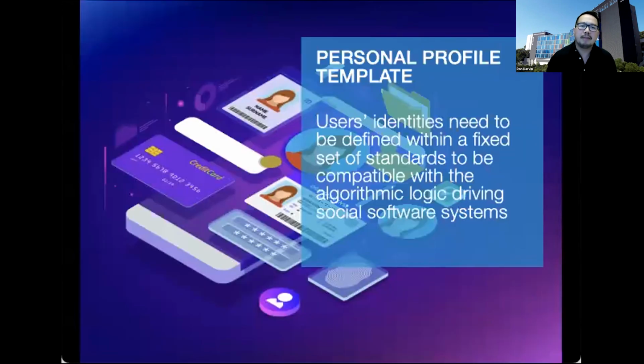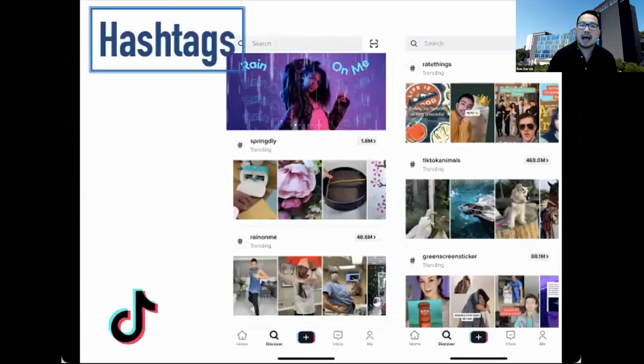Again, that reflects a certain way of thinking of what would make a good date, right? And so the personal profile templates, as you can see, are ways of defining identity within a fixed set of standards to be compatible with the algorithmic logic driving these systems, right? Which is not unlike hashtags, right? Hashtags aren't there at the end of your post just for you to sound cute and say hashtag outfit of the day, OOTD, or hashtag blessed, whatever. It is a way of classifying information so that people can be directed to the information that they're interested in. And that again is information that is collected by a company.